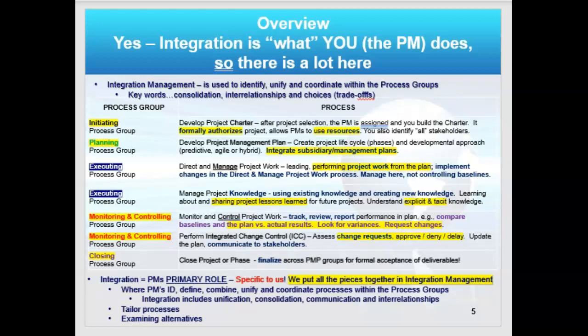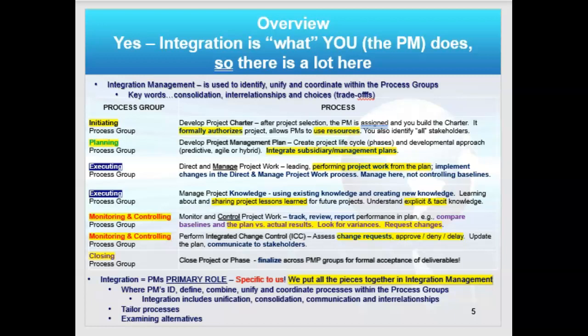Then in the executing, the main project process is direct and manage project work. Bam! This is where the work gets done. This is where you're building that deliverable, that output that you have to come up with in predictive or waterfall project management. This is where you collect work performance data. And if I ever have a change approved, bam, it goes back into this process, and that's how you integrate it into your project.